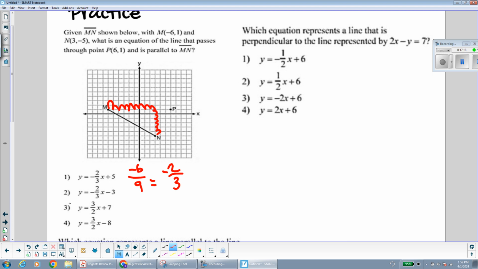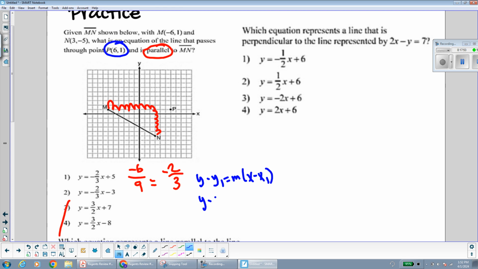So we need parallel, so that's same slope. So I know it's got to be answer choice 1 or 2. Now, I'm just going to use point slope form to write the equation of the line parallel to this one that passes through this point. Point slope form is y minus y1 equals m times x minus x1. And I'm just going to pick one of the points, M or N. It doesn't matter. Actually, no, I have to use the point 6,1. That's the point it has to pass through. I'm losing my mind here. That's the point we're going to be using.